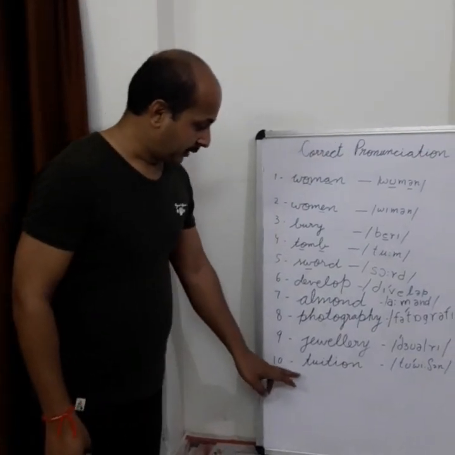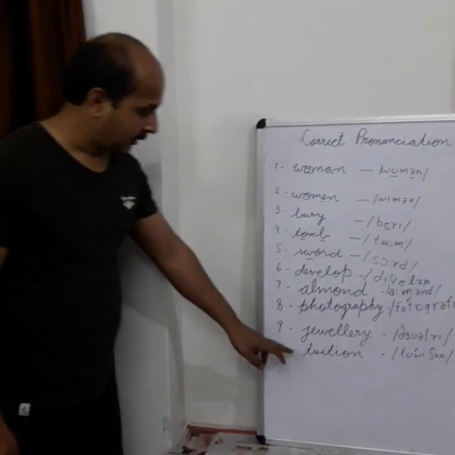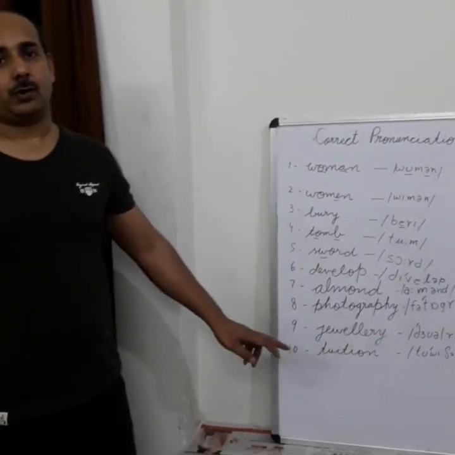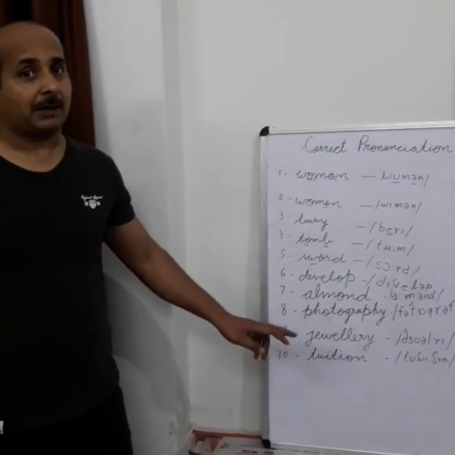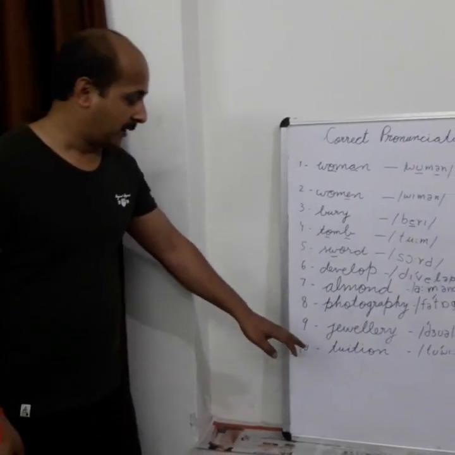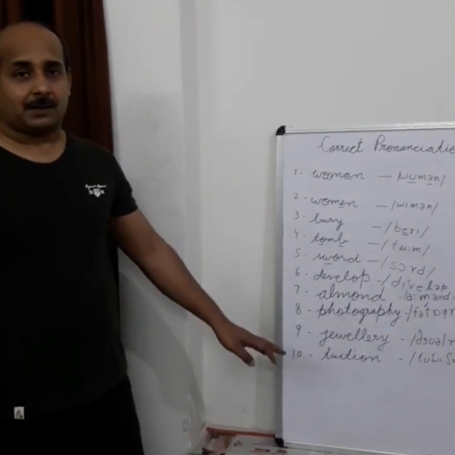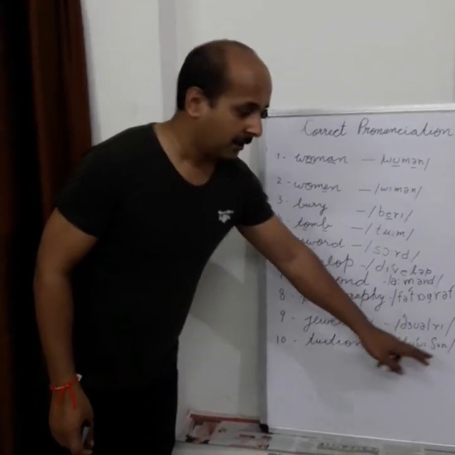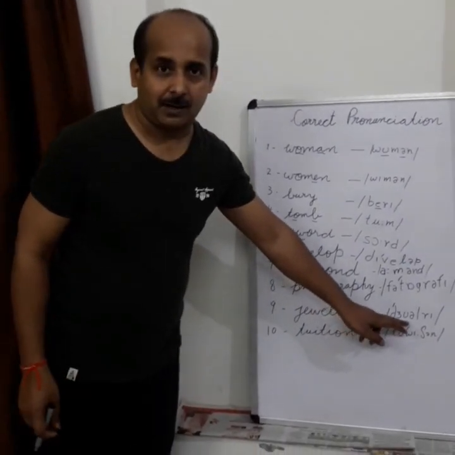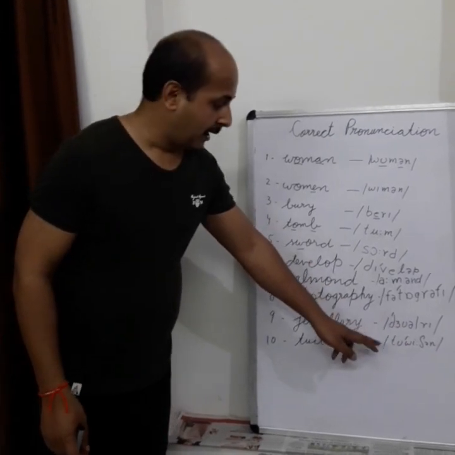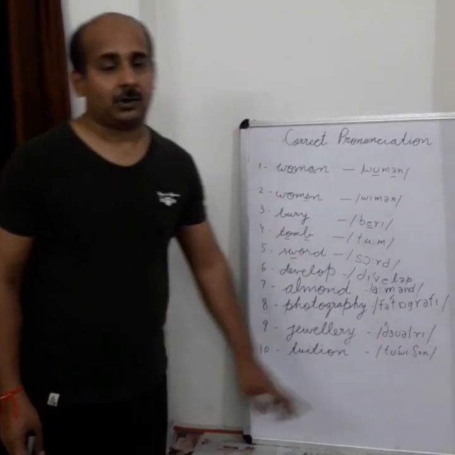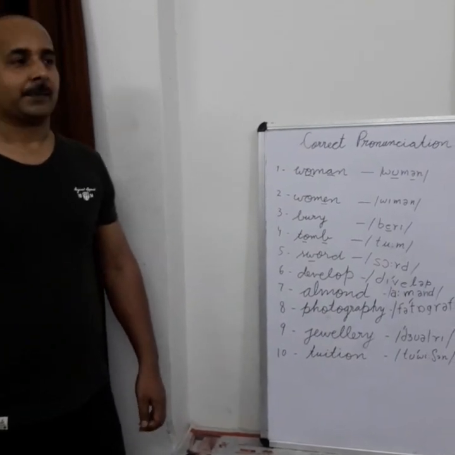The last word in this list is tuition. People usually go to tuition wrongly, but the correct pronunciation is tuition. Tuition. The stress is on the second syllable, and that is B. It is pronounced correctly as tuition, not as tuition.